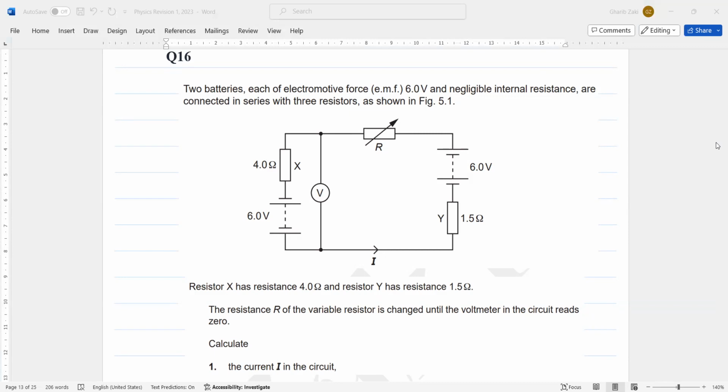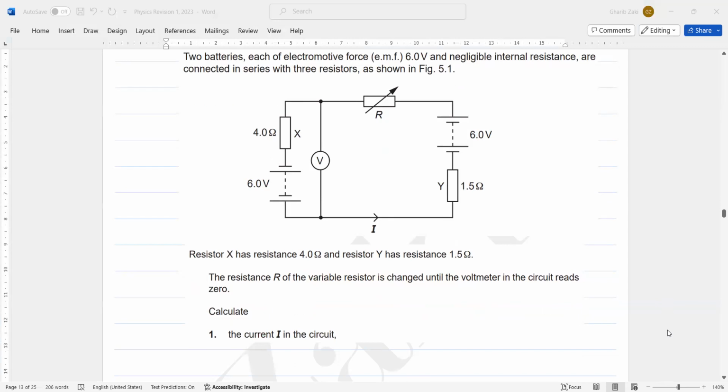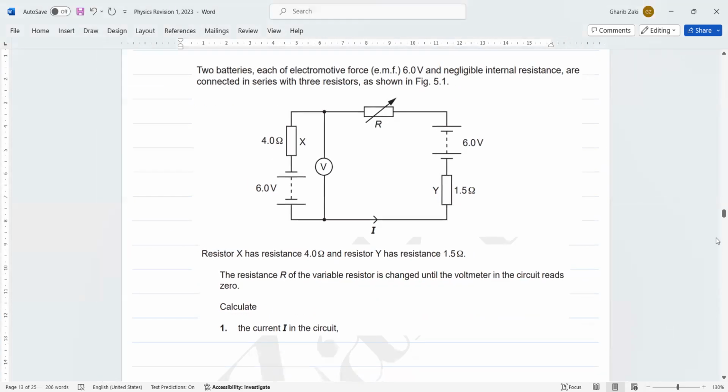Now, try to think of question number 16. He said here, 2 batteries. Okay, can you see here? It is 2 batteries of negligible internal resistance, connected in series with 3 resistors, as shown in the figure. Resistor X has resistance 4, resistor Y has resistance 1.5. The resistance R of the variable resistor is changed until the voltmeter circuit reads 0.